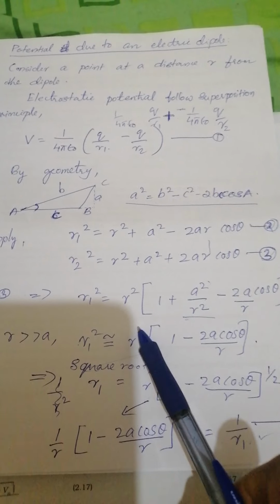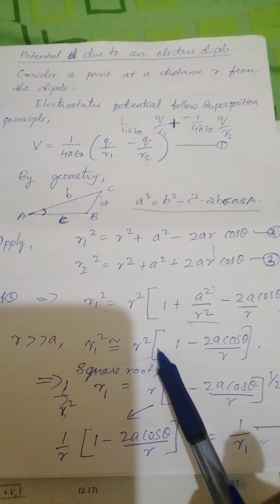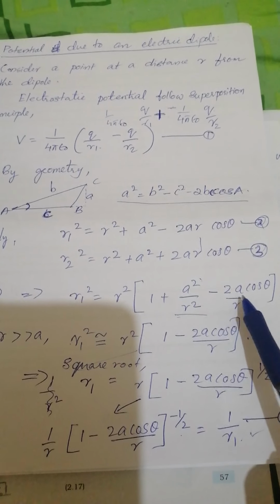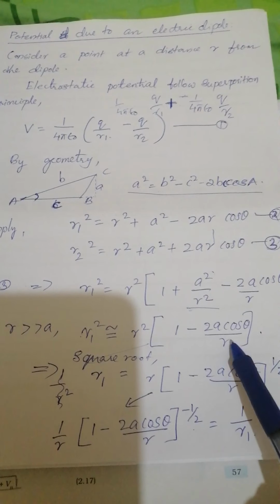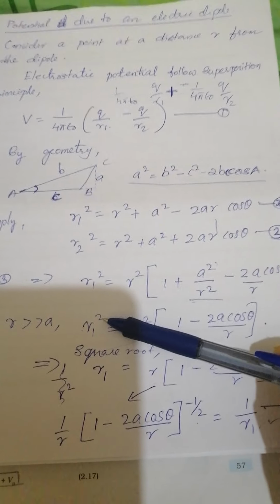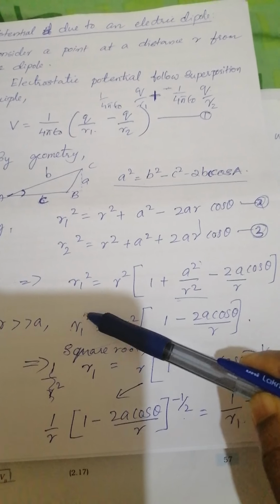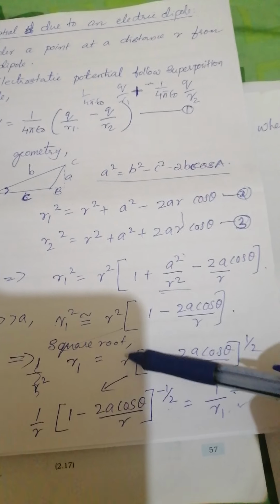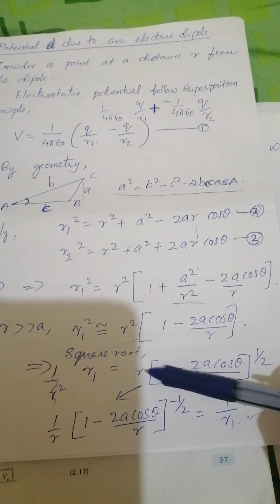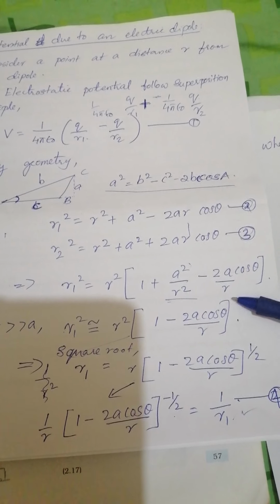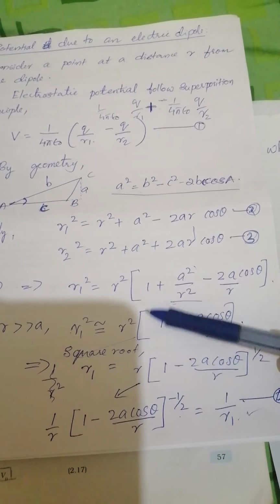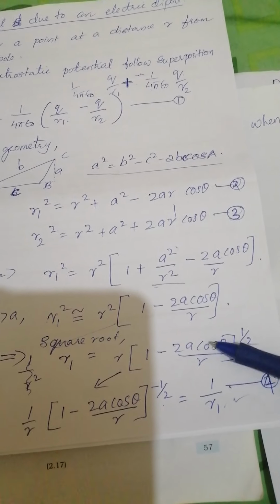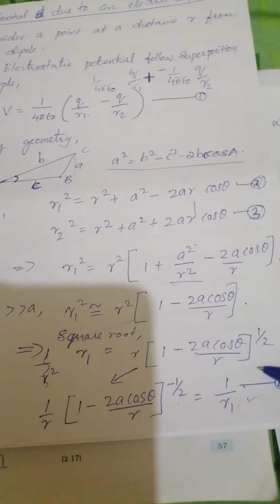R1 square is approximately equal to, under this condition, R square into first term 1 minus this third term, minus 2A cos theta divided by R. If we take the square root of this equation, consider how it will become. LHS square root, that is R1, is equal to R into the square root of this. Square root means raised to 1 by 2, that is 1 minus 2A cos theta divided by R raised to 1 by 2.